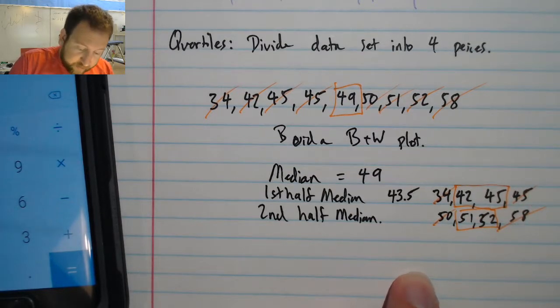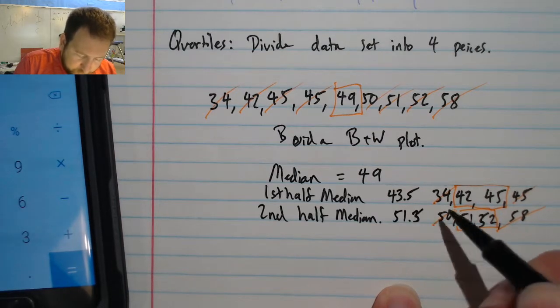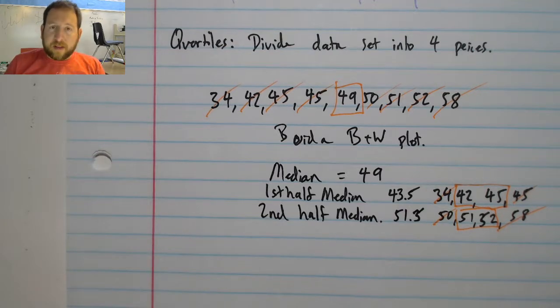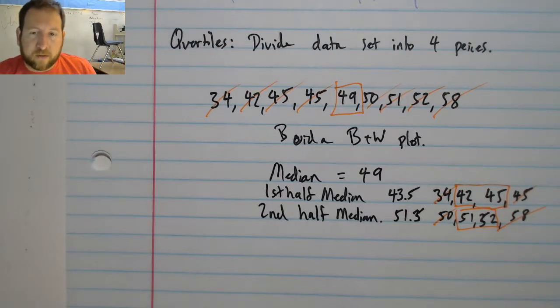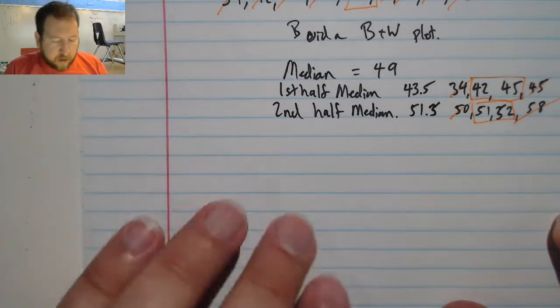This is going to be a little easier for me to figure out. I'm going to have 51.5. I almost wrote 2, but it's really 5. And this is going to be the key that I need in order to build my box and whisker plot and create it from this point. Okay, now I know how to build.